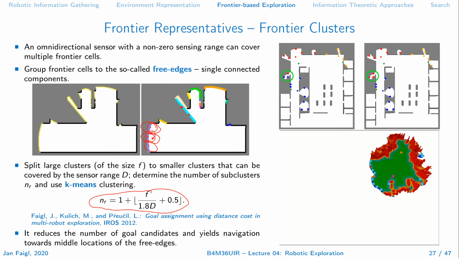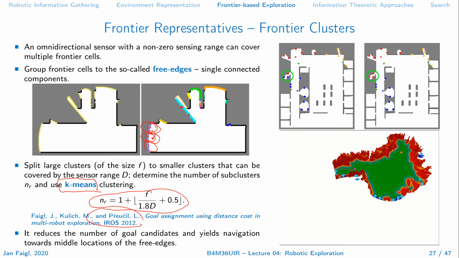It's pretty quick for that case, and you can further consider clustering not using Euclidean distance, for example in k-means, but some transformation also considering the distance traveled from one location to another, which you can find in this paper. And here is another example of using this representative of free edges.